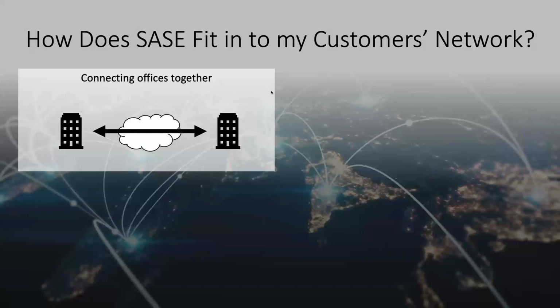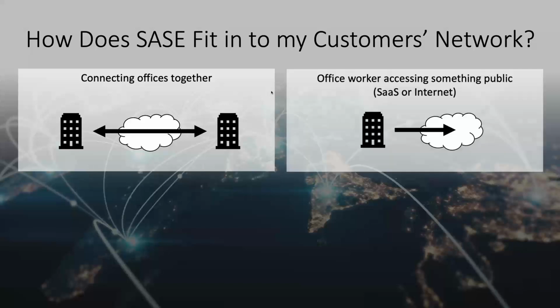So the first one is, I'm connecting 2 networks together, right? I've got site A and site B, or a data center and 2 branch offices, or a data center and a branch office, and I'm trying to connect those together, right? These are traditionally site-to-site VPNs.